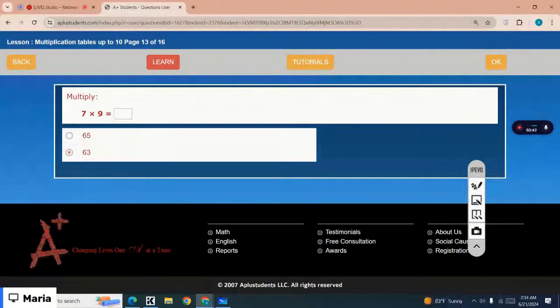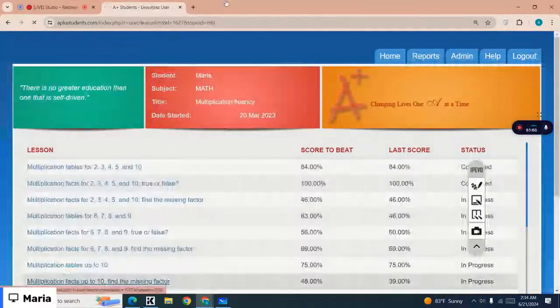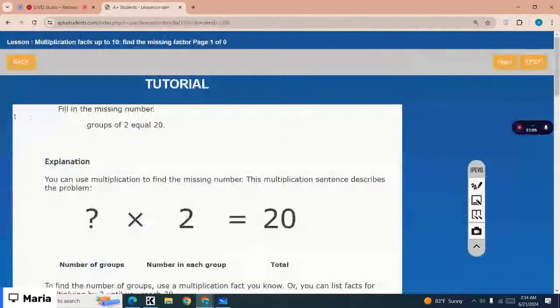Okay, you can complete the lesson by yourself later today. Let me just move on to the next lesson. And the next lesson is multiplication facts up to 10, find the missing factor. Let's just start with the test questions.